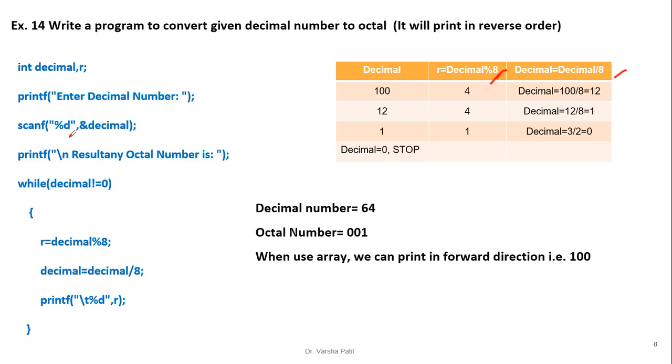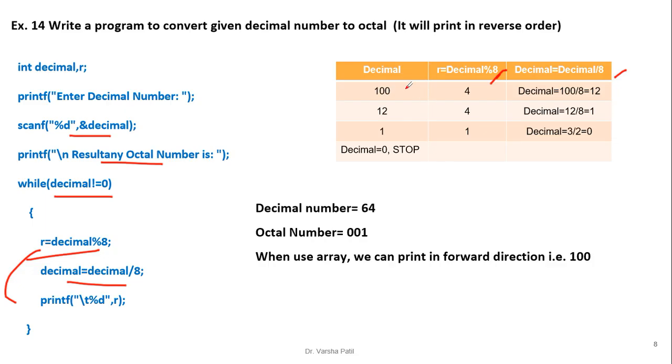So see, decimal and the resultant octal number. While decimal is not equal to 0, we take a remainder and print that remainder. We can even write this line and that line in either order, that does not make any difference. And here we reduce the decimal by dividing by 8.